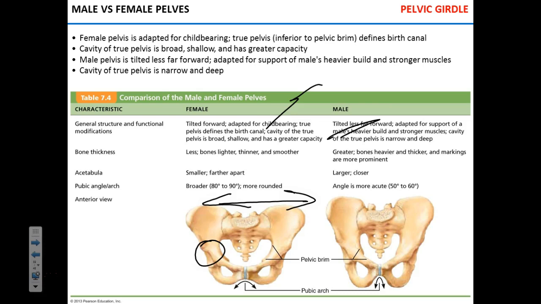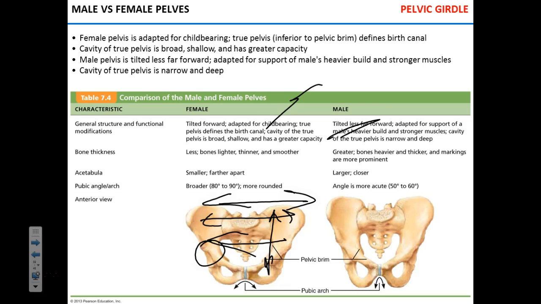So in female, acetabulum is smaller, pelvis is kind of shorter, not so deep, and wider. Okay? It's also more tilted forward. Cavity of the pelvis is more shallow, okay, adapted for childbearing.